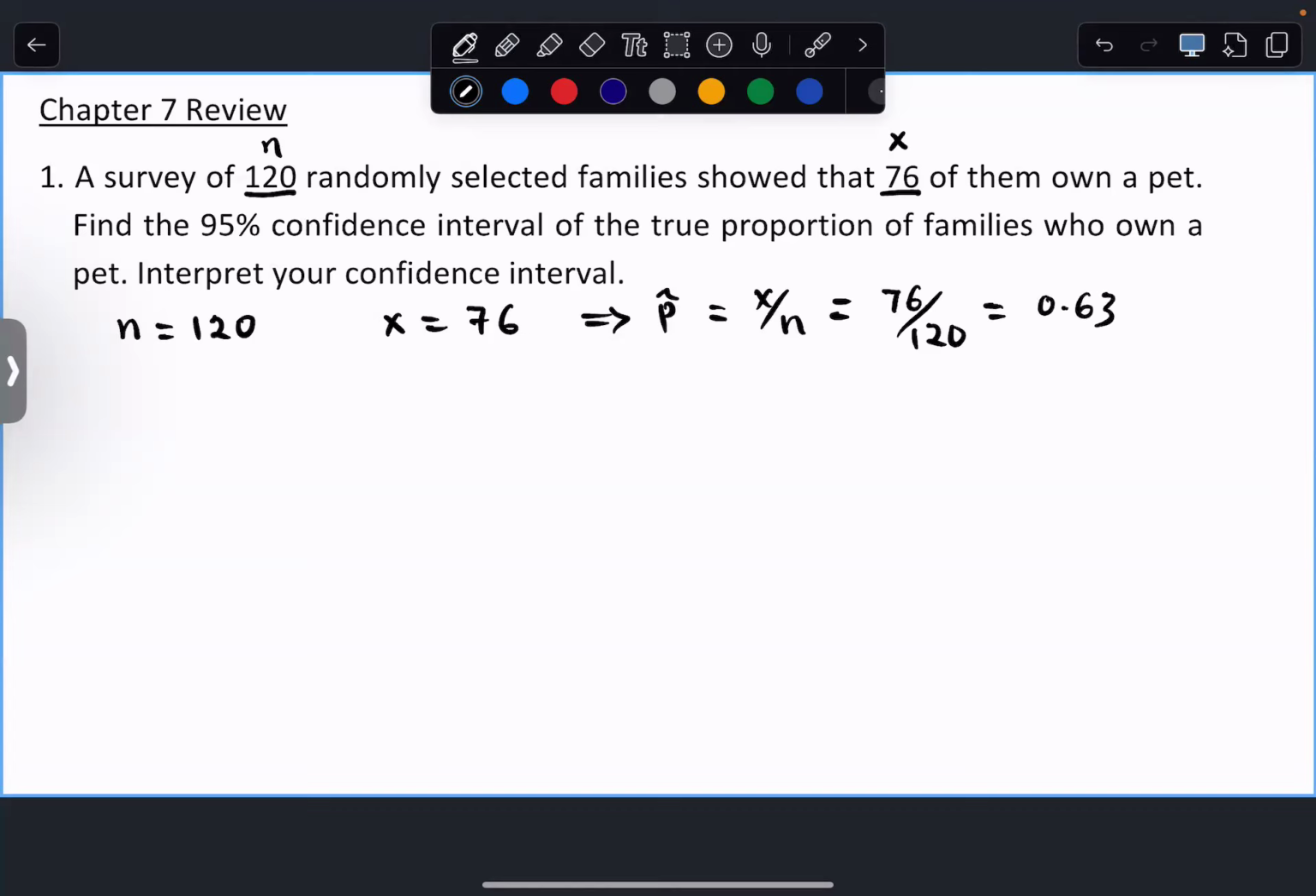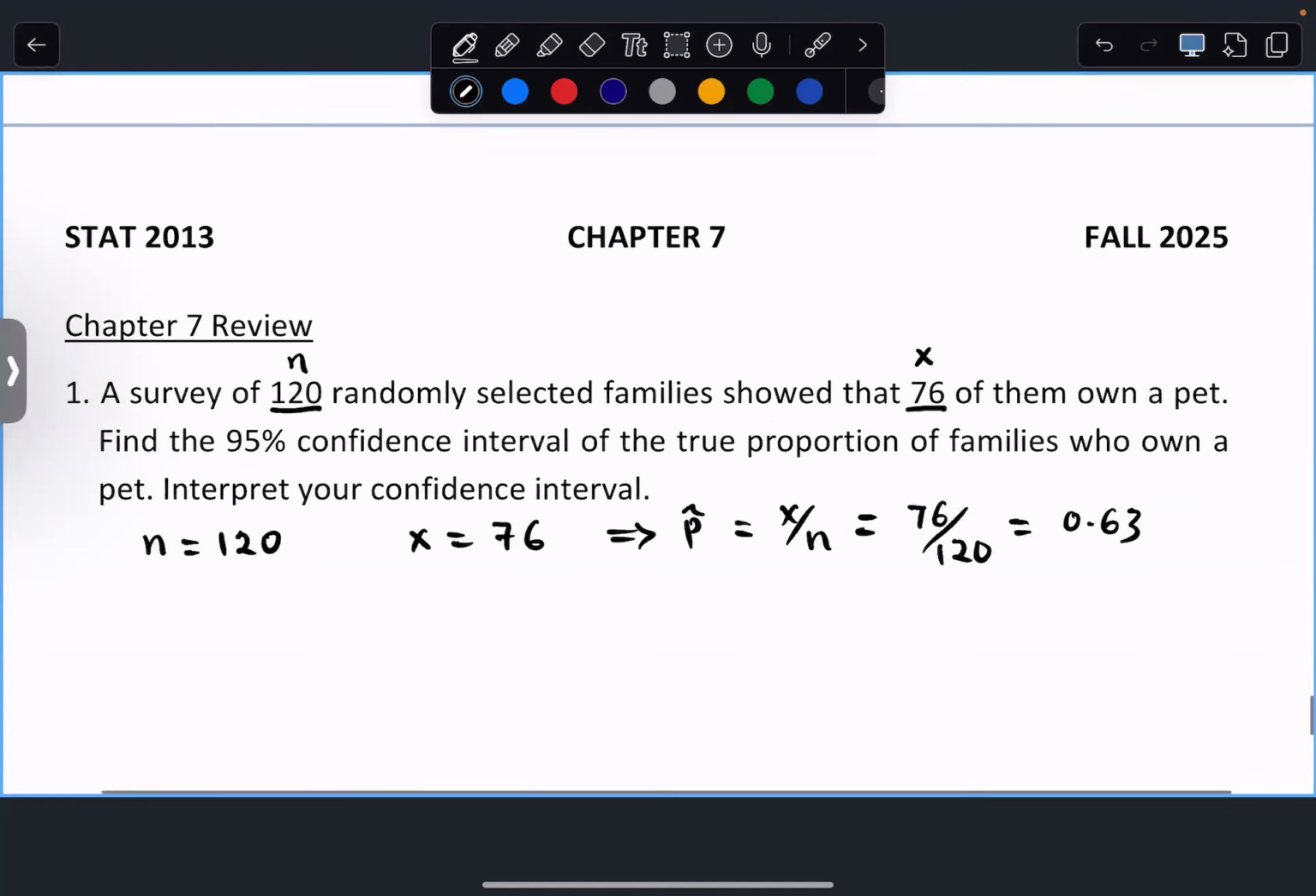Why was Z not negative? Okay, we use just the positive because of how the confidence interval formula is. Even if we use a negative, we have negative and positive here, so it's still going to be the same. So we just take the positive.